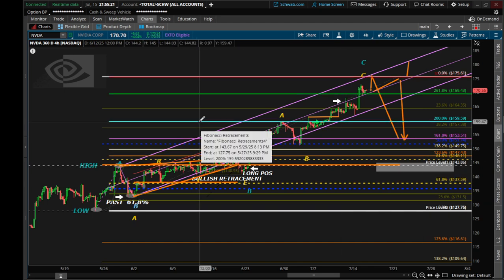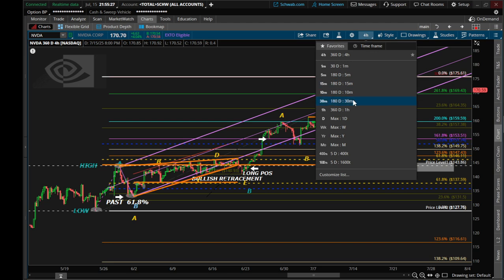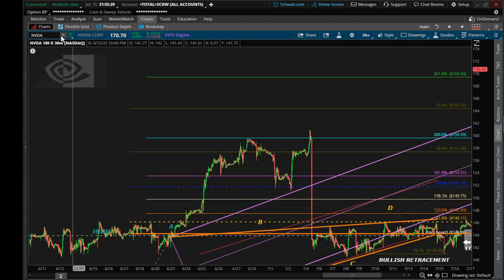All right, so I'm going to end that on NVIDIA. Let's go to the US dollar Japanese yen spot, back to the 30-minute time frame.